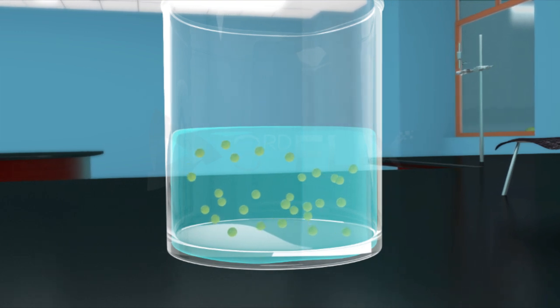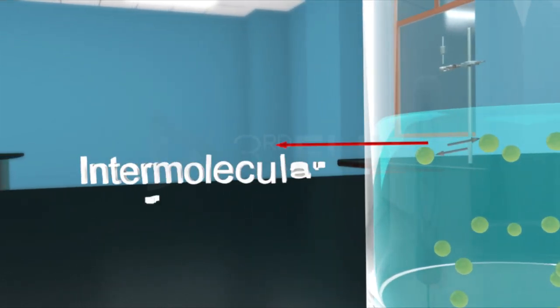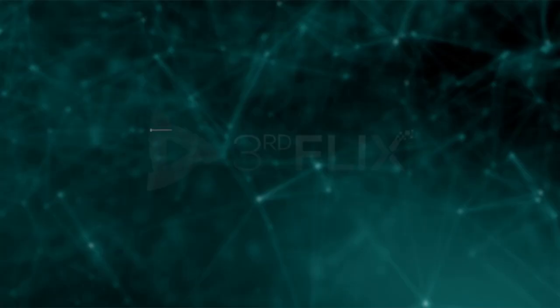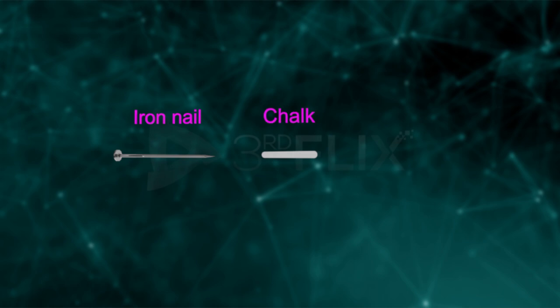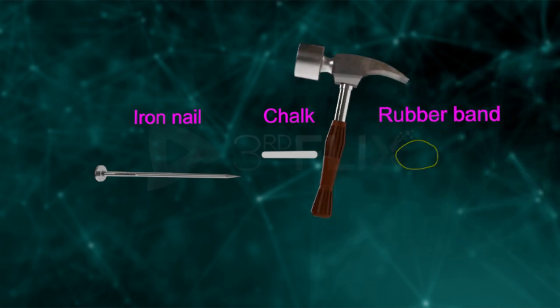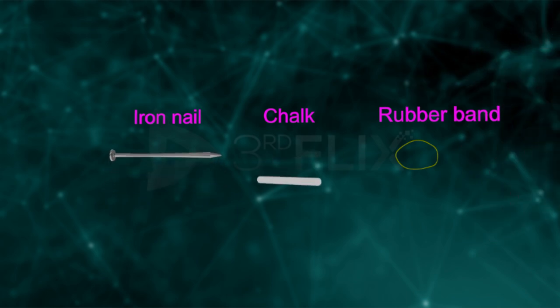In the case of solids and liquids, there are forces of attraction between the particles of matter. Take an iron nail, a piece of chalk, and a rubber band. Try to break them by hammering, cutting, or stretching.